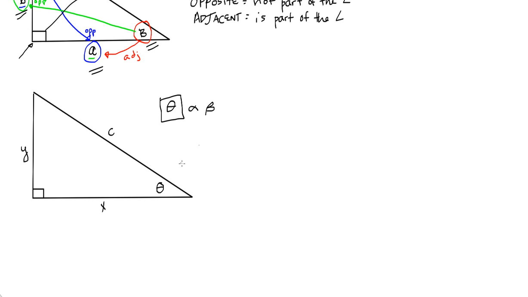So let's talk about our 6 trigonometric functions. There are 6 altogether. They are sine, cosine, and tangent. Those are the main 3. Those are the ones that you may have heard of before. But there are actually 3 more: cosecant, secant, and cotangent.